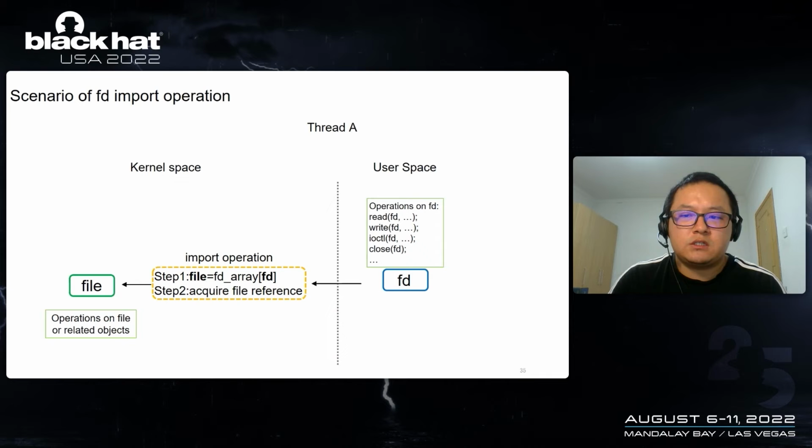When a user process performs an operation on an FD through syscalls like read or write, the FD will be passed to kernel space, and the kernel will get the associated file object through the FD import operation. After that, the kernel will operate on the file object to finish the further work.